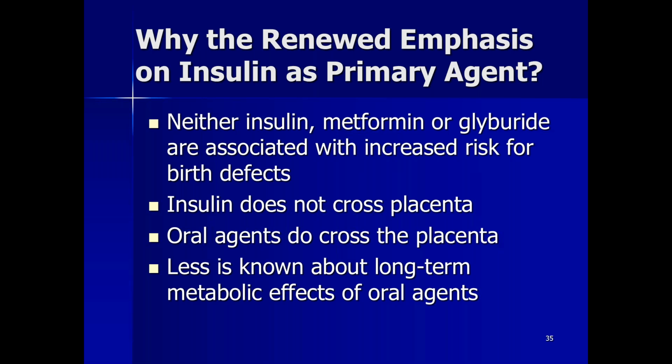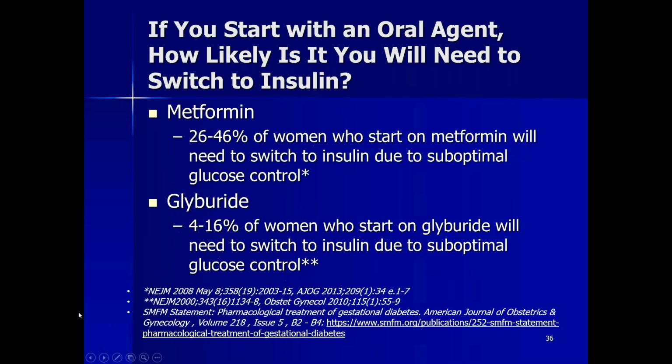None of these agents are associated with an increased risk for birth defects. Most of that risk occurs in the first trimester. The first trimester risk is associated with your glycemic control. If you're under good control, it really doesn't matter which of those agents you're on. Again, that's a different question than what happens to the fetal pancreas that's been exposed to these agents in the third trimester, because metformin and glyburide do both cross the placenta where insulin does not. So again, we don't know as much about those long-term metabolic effects of that exposure to those oral agents.